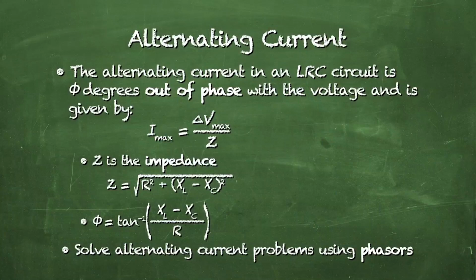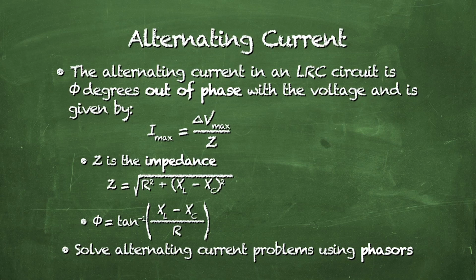So, bringing together alternating voltage sources with resistors, inductors, and capacitors, we have the alternating current in an LRC circuit, so inductor, resistor, capacitor, is out of phase with the voltage, and the magnitude of the current, the maximum current, is given by delta V max divided by Z, where Z is still the impedance, but now Z is equal to the square root of R squared plus the quantity X sub L minus X sub C squared.